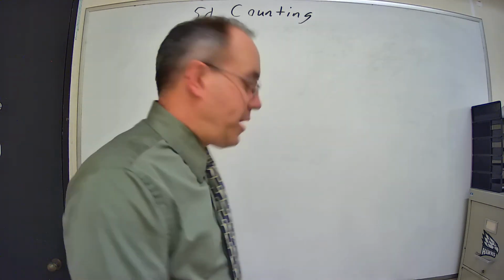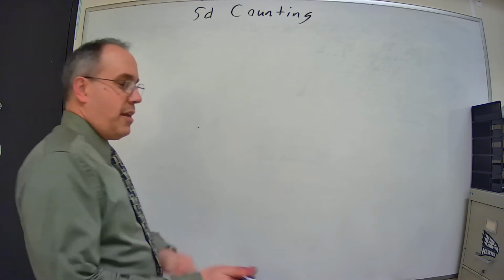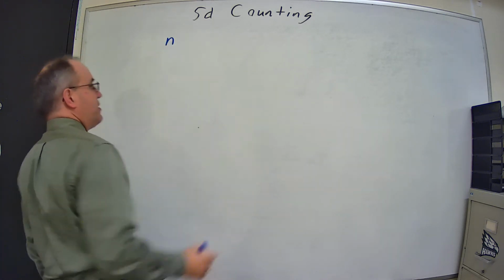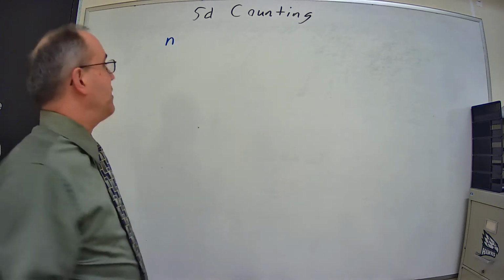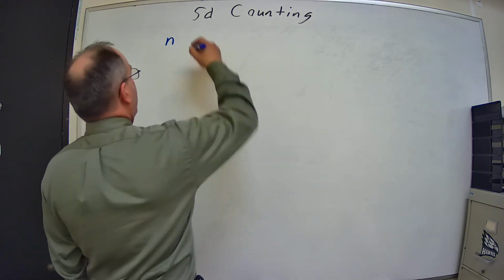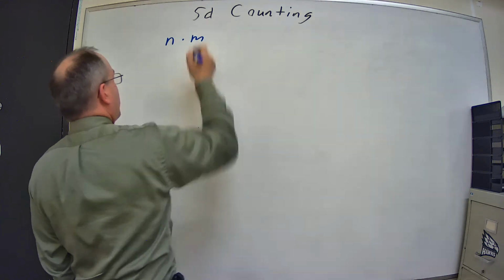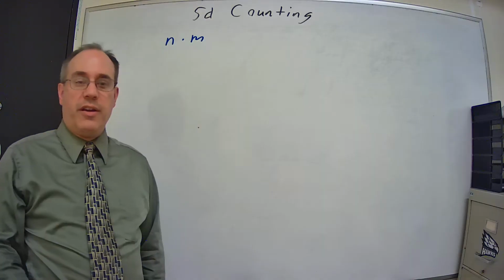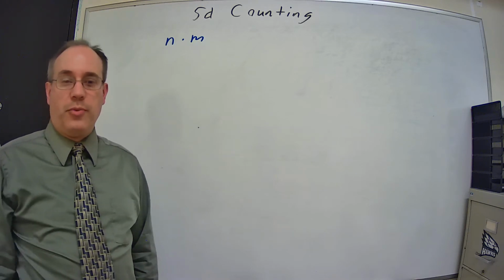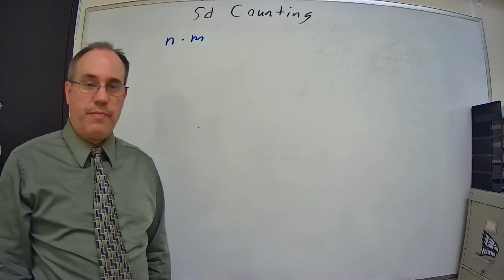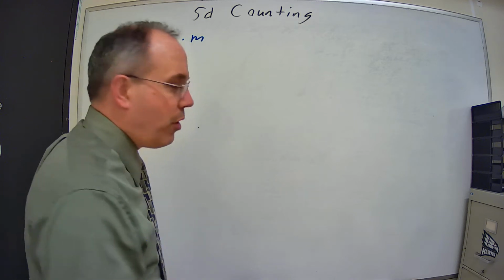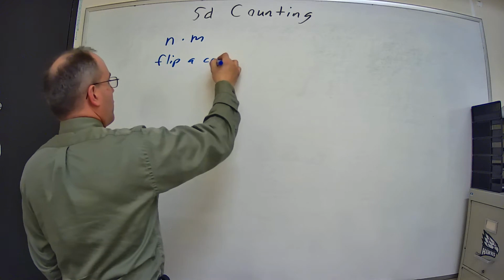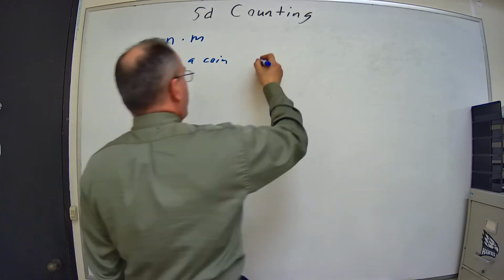Now, the fundamental counting principle tells us that if our first event can happen n ways, and our second event can happen m ways, then if we multiply those two together, we find out the total number of possible outcomes. What do we mean by that? Well, let's say we flip a coin and roll a die.